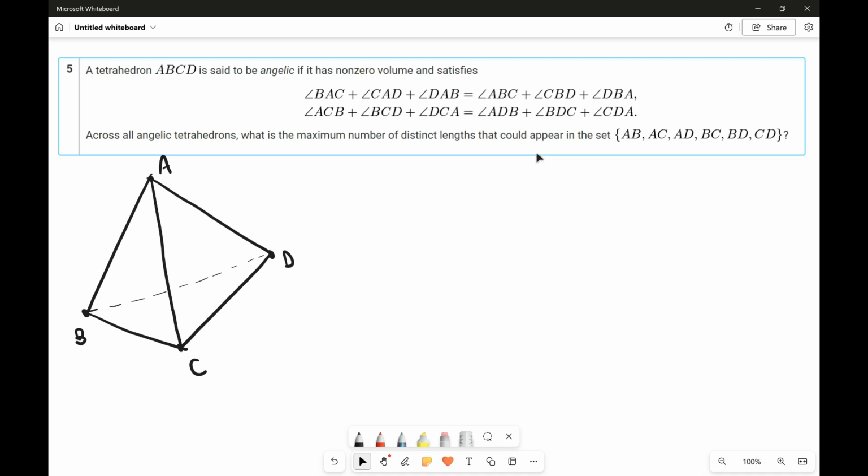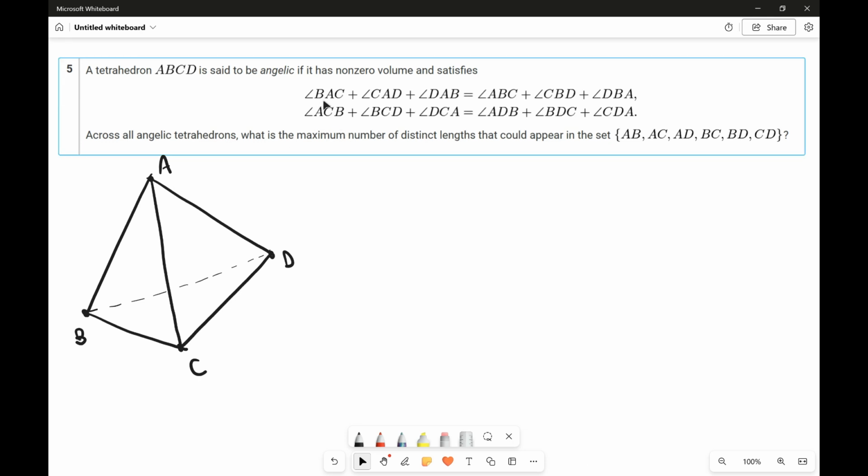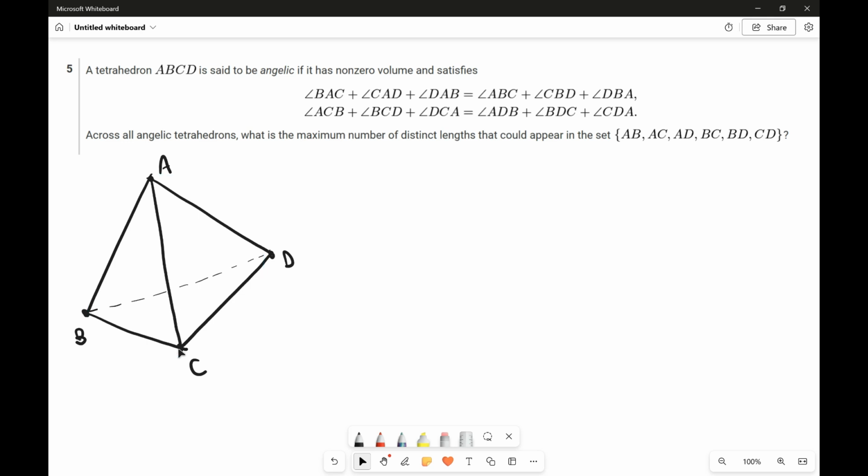So what is this problem asking us? Well, we have these two angle equalities here, so let's see how we can interpret them. One of these is angle BAC plus angle CAD plus angle DAB, and that is this angle here plus this angle here plus the angle in the back. So you can think of this as the sum of the face angles at A.